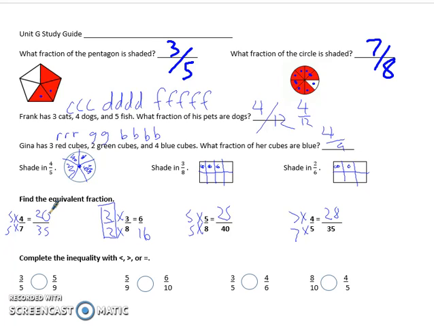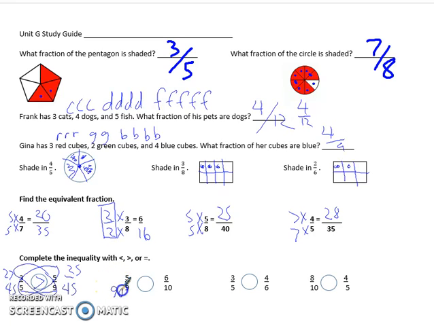Complete the inequality with greater than or less than. This is when we do the cross multiply butterfly. So I'm going to go 5 times 9 first. That's 45. That's my new denominator. Take this wing, 3 times 9 is 27. This wing, 5 times 5 is 25. 27 is bigger than 25, so we're going that way.